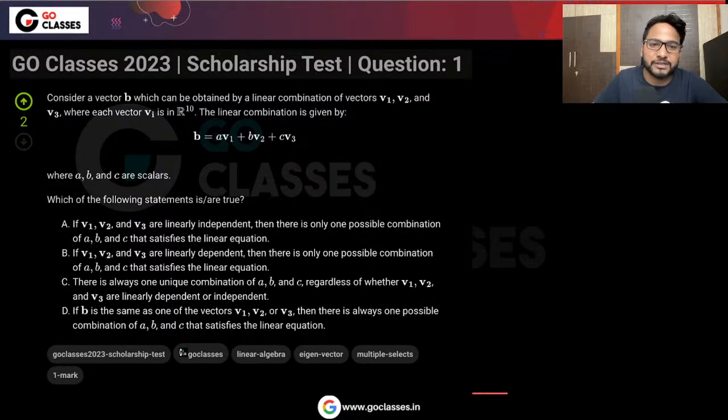So let's start with this question. This is the first question that we have in the test. They are saying you consider an equation which is, let's suppose, something like this, and then they're asking, here A, B, C are scalars, which of the following is true. So let's just read out the first option. They are saying if B1, B2, B3 are linearly independent, then there is only one possible combination of ABC that satisfies the linear equation. So what do you think?